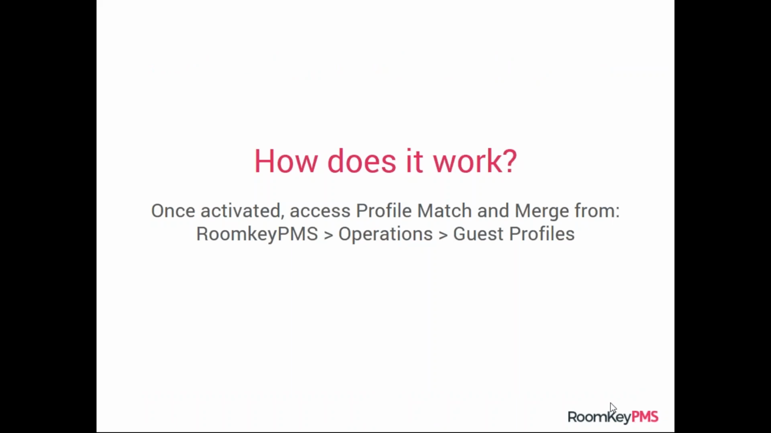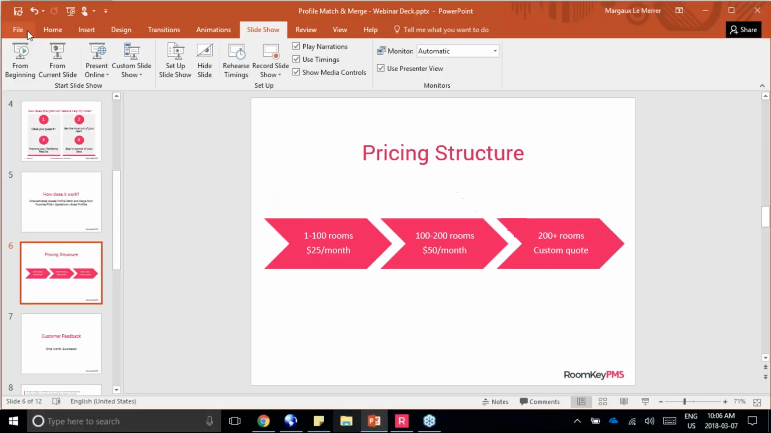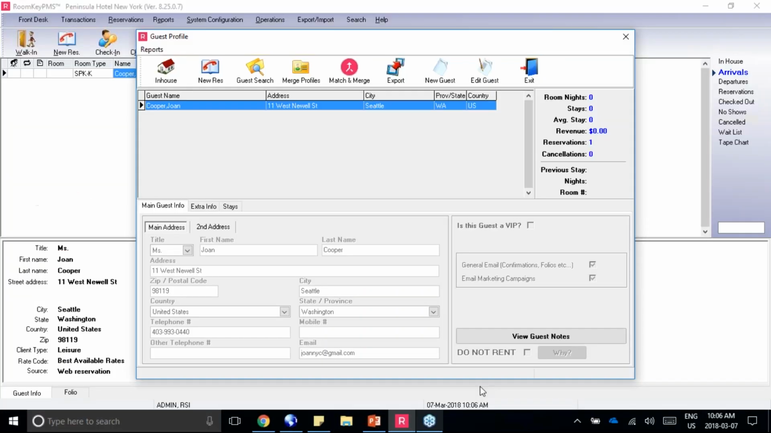So let's see this in action. I've created a couple of reservations and guest profiles with different anomalies to create some scenarios, so that I can show you the capabilities of the program. So I'm just going to exit out of the presentation for a second so that I can go into RoomKey.